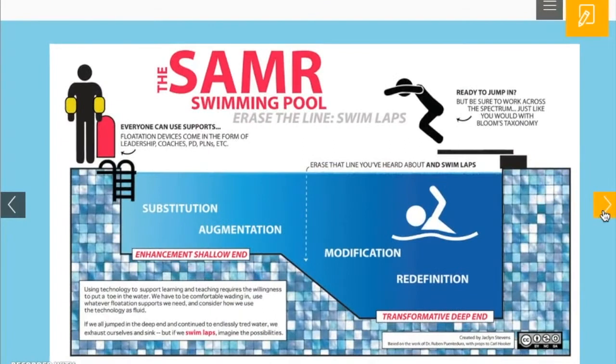So another model to look at for this SAMR model, instead of the 4 steps, another way to think about it is a swimming pool. And so the swimming pool, you can think about it like this, where a teacher can exist throughout different parts of the year at different parts of this swimming pool. But really, we're looking at trying to be transformative with our students and focusing really on this modification and redefinition. But it doesn't mean it's bad if we find ourselves in the substitution or augmentation steps from time to time.